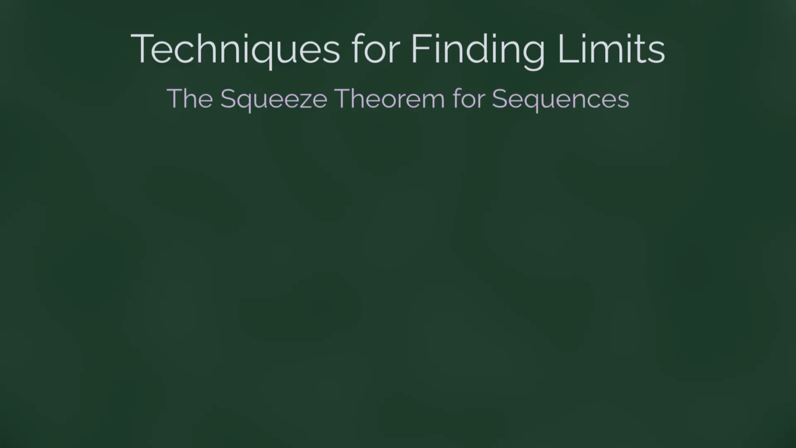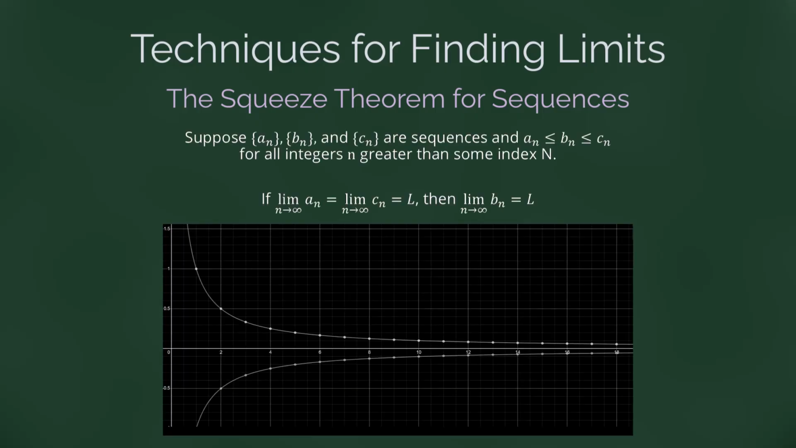We also have a version of the familiar Squeeze theorem for limits that applies to sequences. To use this theorem, if we have three sequences, a sub n, b sub n, and c sub n, so that a sub n is less than or equal to b sub n is less than or equal to c sub n for all integers n greater than some index n.